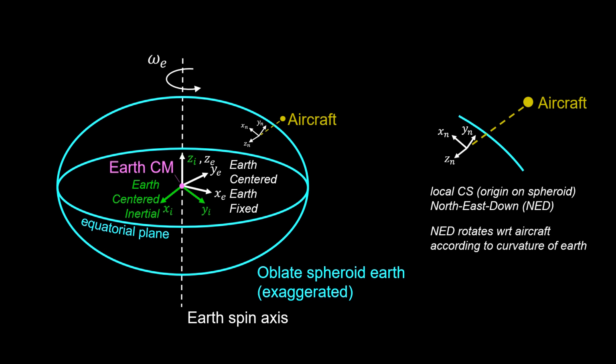Note, NED rotates with respect to the Earth and the aircraft as the aircraft travels over the surface of the oblate Earth. The aircraft is also a frame of reference. It has a body fixed coordinate system with the origin about the aircraft's center of mass and the x-axis aligned out the aircraft nose.